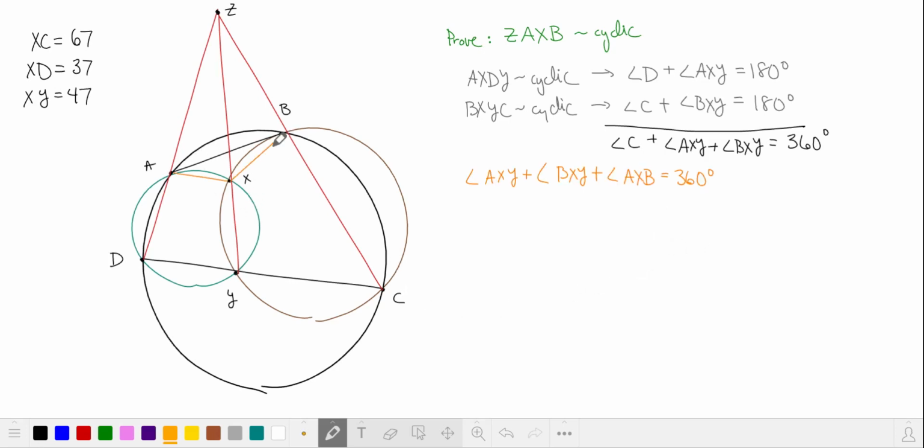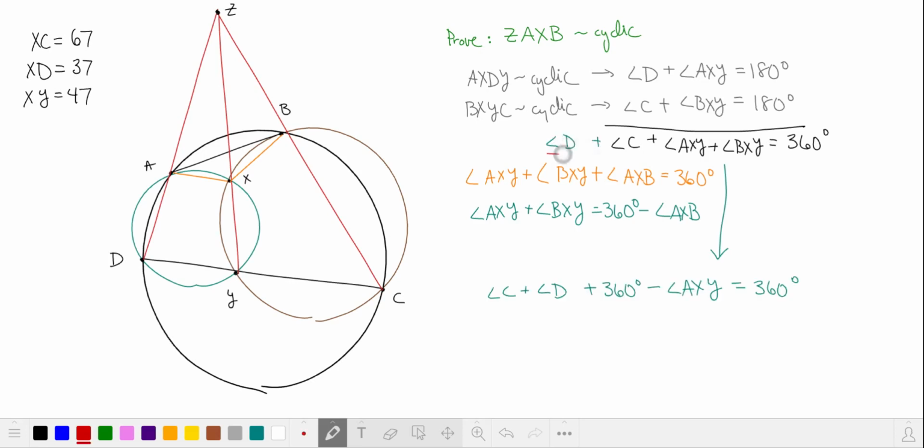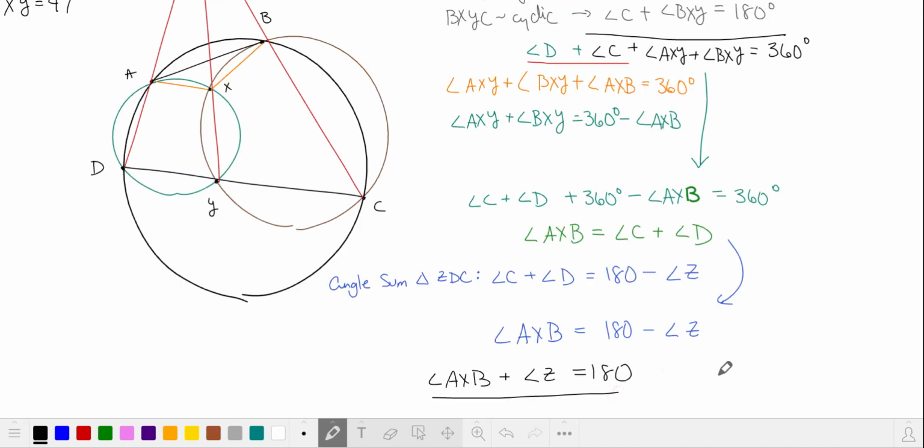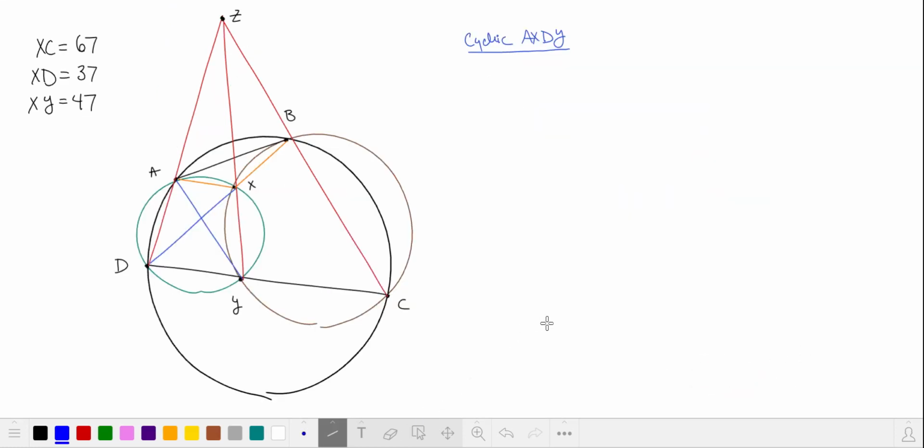We note that angles AXY, BXY, and AXB together form 360 degrees. So we're going to make that substitution. Sorry, I forgot to include this angle D up here. Angle AXB equals angle C plus angle D. Take a look at triangle ZDC. By the angle sum, angle C plus angle D is equal to 180 degrees minus angle Z, so we'll make that substitution. And we have opposite angles of the quadrilateral add up to 180, so the quadrilateral ZAXB is cyclic.